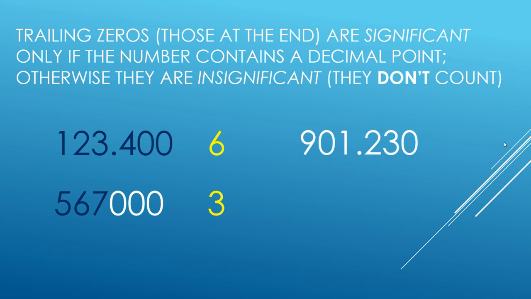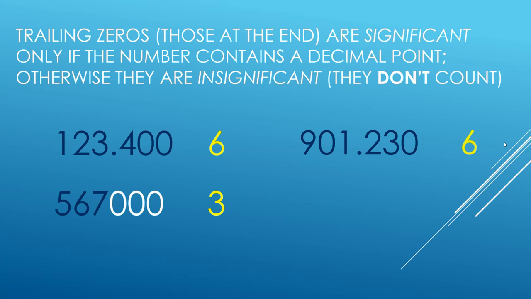Now, what about this one? We have 901.230. Now, that first 0 is in between 2 non-zero numbers, so it is significant. The trailing 0 is in a number with a decimal point, so it is also significant. So in this number, all of the numbers are significant.